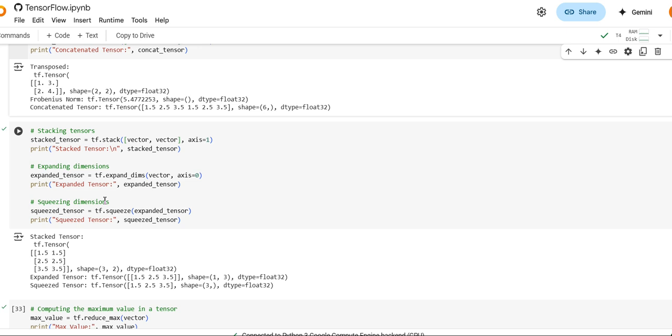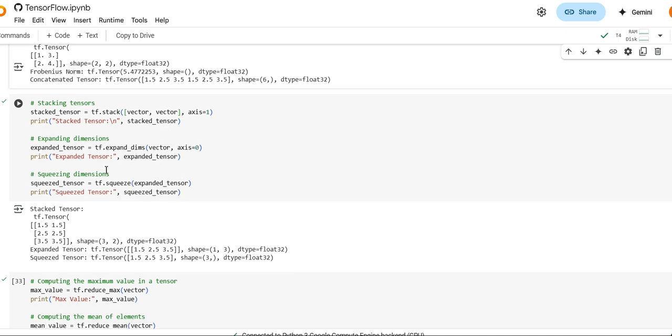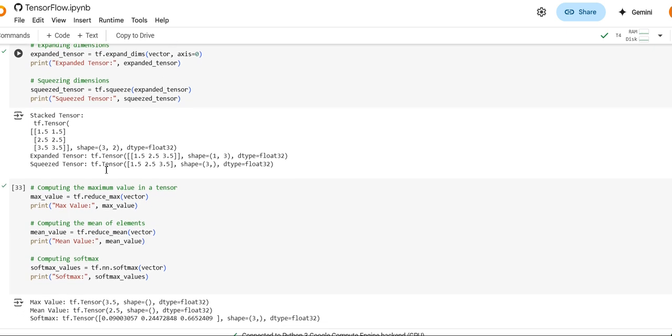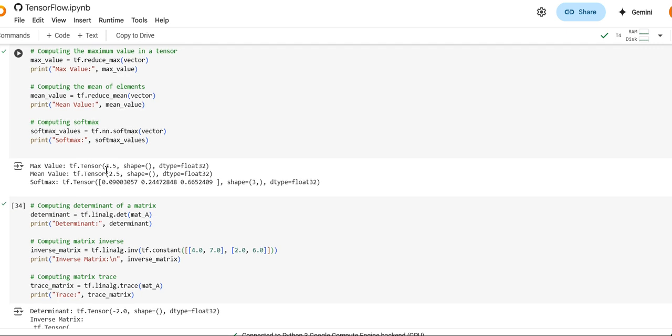And moving on to stacking tensors, expanding dimensions, and squeezing dimensions. So basically, stack adds a new dimension, while expand and squeeze change the shape without altering the data. Moving on to stats and softmax. So reduce sum and reduce mean get summary stats, and softmax turns the logits into probabilities.